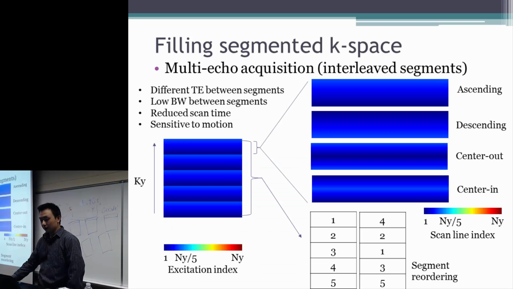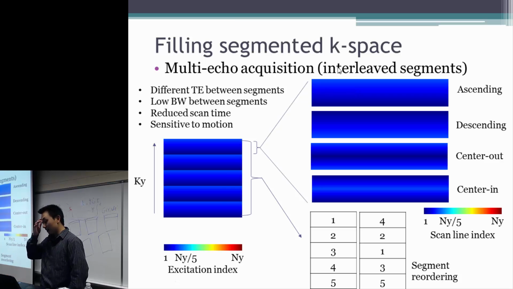Okay, so the second one is the multi-echo acquisition. We can also call this the segmented K-space. We can see that we have segmented the K-space into, for example, 5 segments here. If we collect it this way, we call this the interleaved segment.